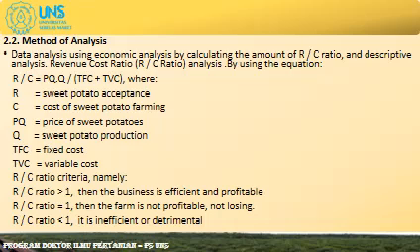RC ratio criteria: RC ratio greater than 1, then the business is efficient and profitable. RC ratio equal to 1, then the farm is break-even, not profitable, not losing. RC ratio smaller than 1, it's inefficient or detrimental.